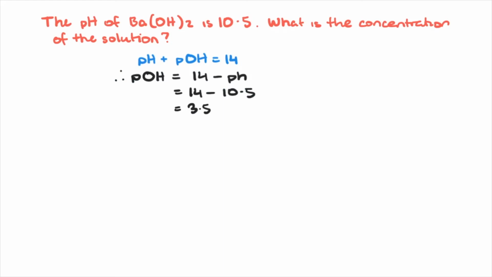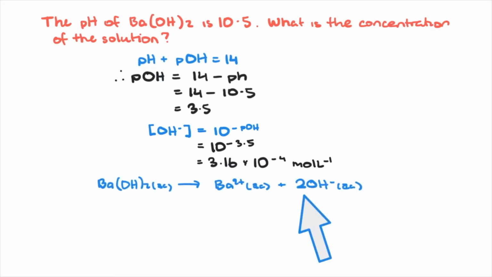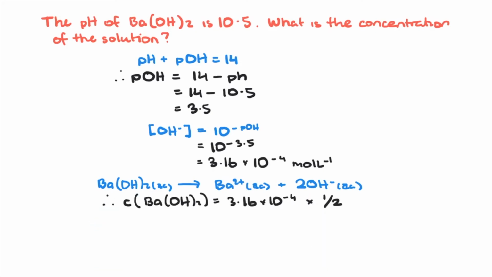Now we need to convert the pOH into the concentration of hydroxide ions. This value tells us how many hydroxide ions are floating in solution. Now since barium hydroxide is a strong base and yields 2 hydroxide ions per mole, we must halve this concentration because of the 2:1 ratio, as in 2 moles of hydroxide ions are produced per 1 mole of barium hydroxide. So there it is.